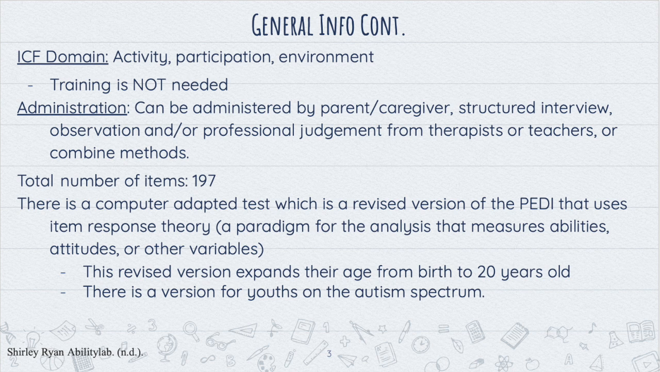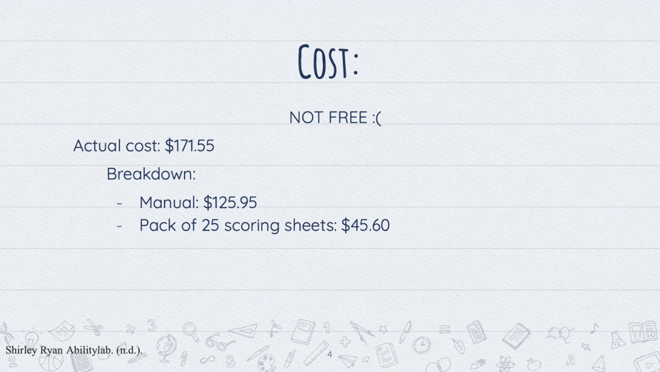It can be administered by parent, caregiver, structured interview, observation, and/or professional judgment from therapists or teachers, or a combined method. The total number of items is 197. There is also a computer-adapted test, which is a revised version of the PEDI that uses item response theory, which is a paradigm for the analysis that measures abilities, attitudes, or other variables. It's called the PEDI-CAT. This revised version expands the age range from birth to 20 years, and there is also a version for use on the autism spectrum. Unfortunately, this assessment is not free, and here's the breakdown.